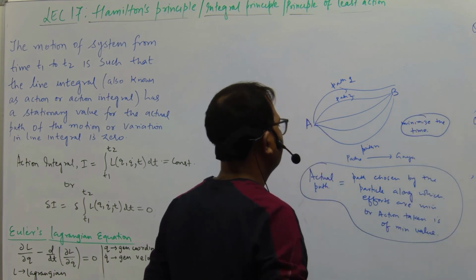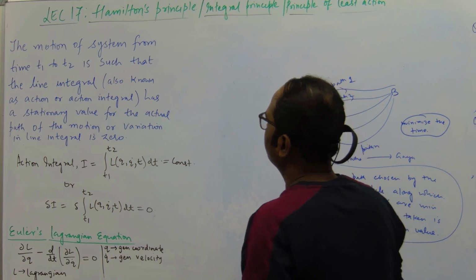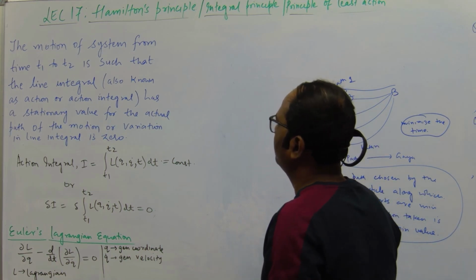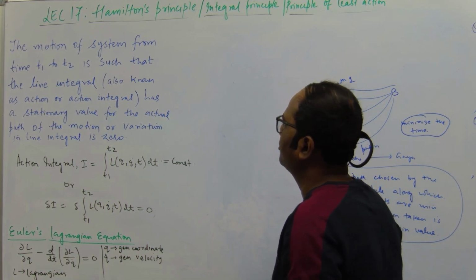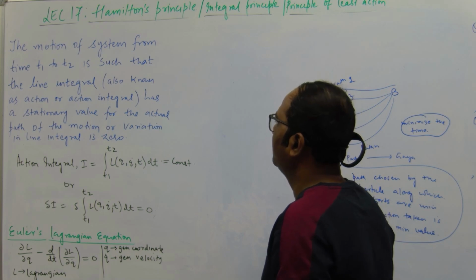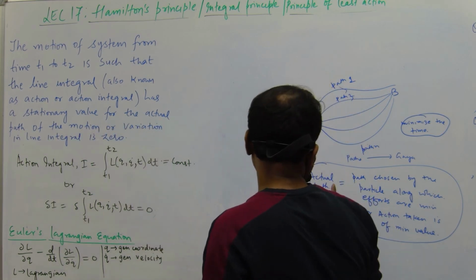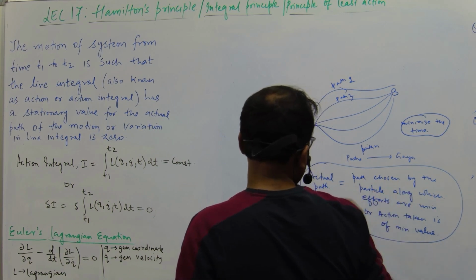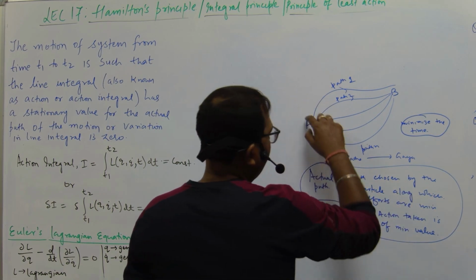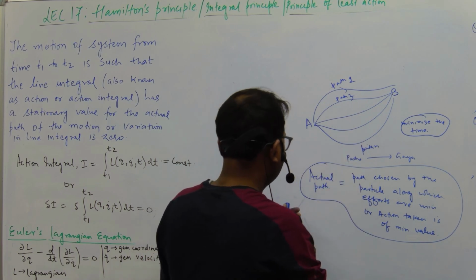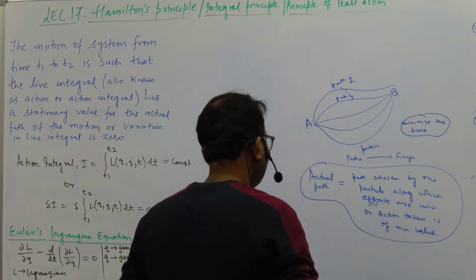Let us go back to the definition. The motion of a system from time t1 to t2 is such that the line integral, also known as action or action integral, has a stationary value for the actual path of the motion. So the actual path is the path chosen by the particle along which the efforts are minimum. There are n number of paths, so the particle will choose that path on which the efforts are minimum.